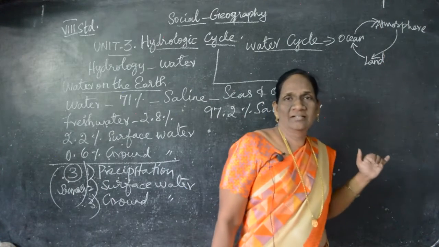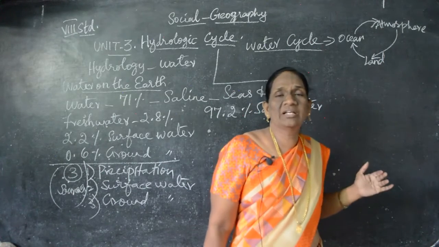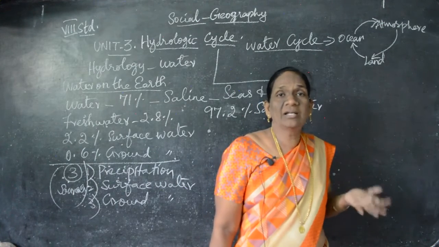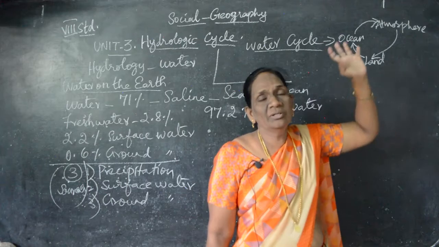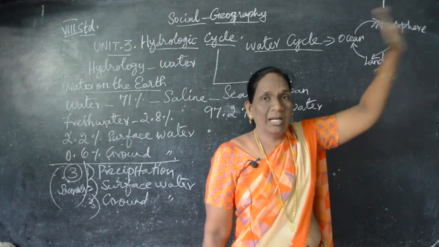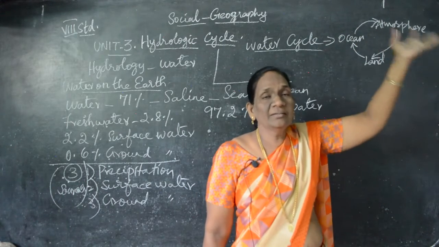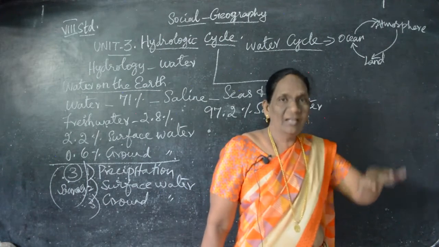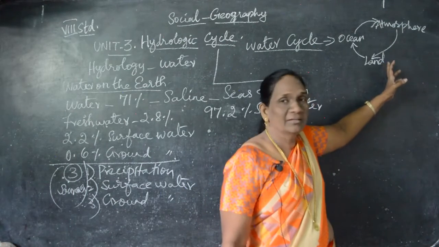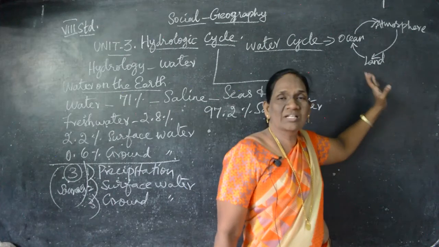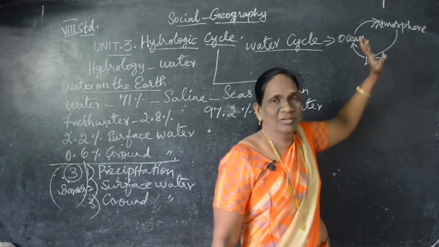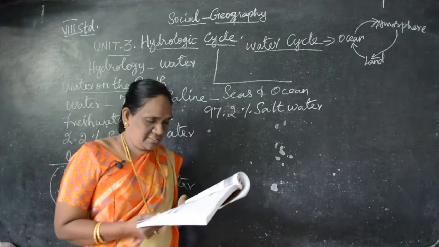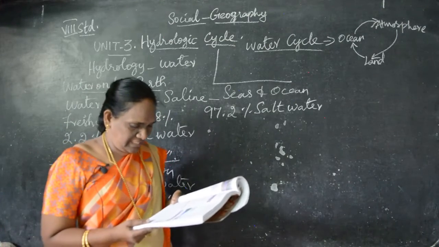Other cycle. Ocean, from ocean to atmosphere, the ocean sea water evaporates and goes to the atmosphere. There it condenses and precipitates, that is rainfall, and comes to land. Again from land to the ocean, and it evaporates again. Okay, so like that, this is called the hydrologic cycle or water cycle, we can say.